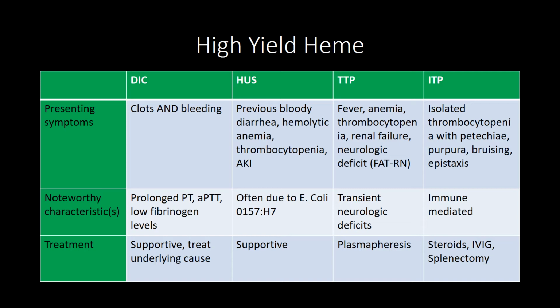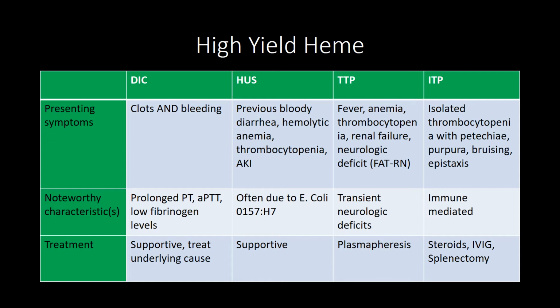And then last but not least is immune thrombocytopenic purpura, or ITP. It's an isolated thrombocytopenia, so the remainder of your CBC when you get it back is going to be normal. Signs and symptoms include petechiae, purpura, bruising, epistaxis, chronic disease, which it's going to often affect women more so than men, and prednisone is your first-line treatment.